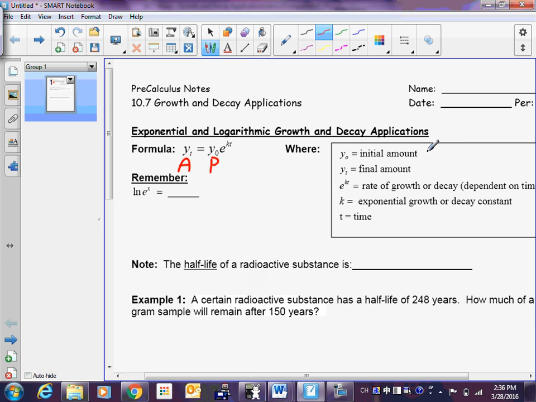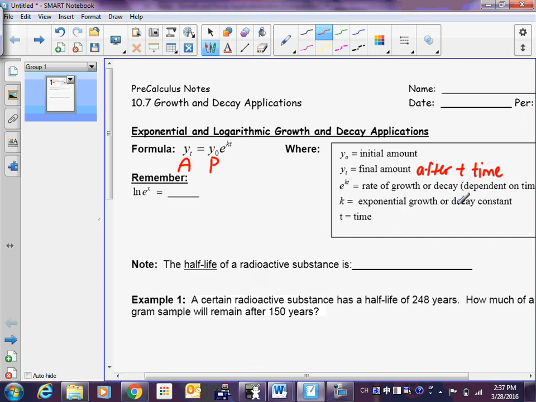That's how much you start with, which usually is given. Y sub t is the final amount. Basically, it's the amount after t years or hours or whatever, after t amount of time. The e to the kt part, we know what e is. It's that natural number. It's the rate of growth or decay. It depends upon if kt is causing e to get bigger or get smaller. That's not going to be an issue where we have to determine that. That's not the point of these problems.